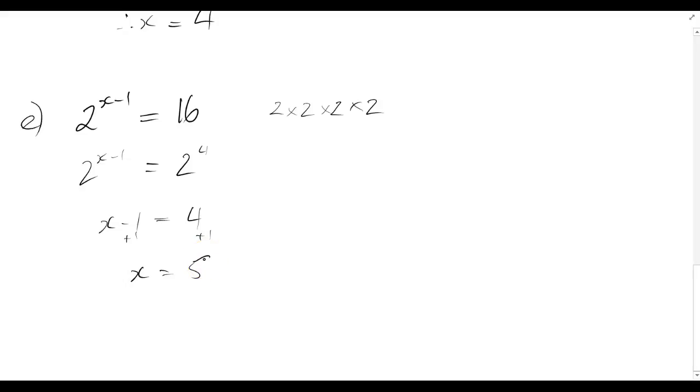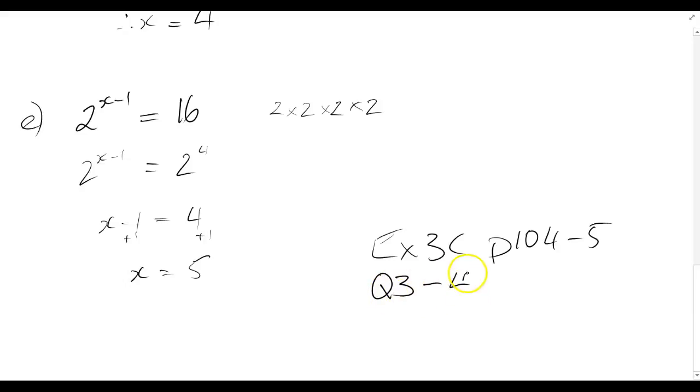Worked example 14 has questions in exercise 3C on page 104.5. We're looking there at questions 3 and 4. So you can get going on those questions. Good luck.